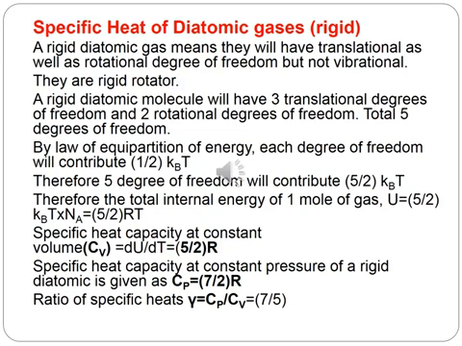According to the law of equipartition of energy, each degree of freedom will contribute 1/2 kBT. Therefore, 5 degrees of freedom will contribute 5 into 1/2 kBT, which is equal to 5/2 kBT. Then the total internal energy of 1 mole of gas is U = 5/2 kBT NA, which is equal to 5/2 RT. Now we are going to calculate the molar specific heat capacity at constant volume, Cv = dU/dT = 5/2 R into dT/dT = 5/2 R.